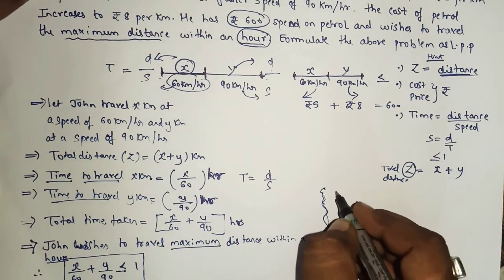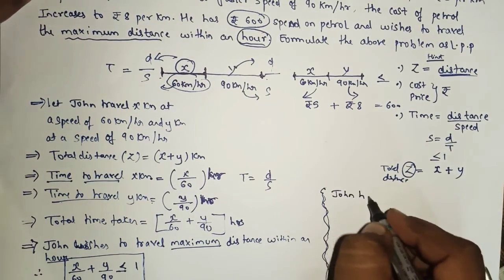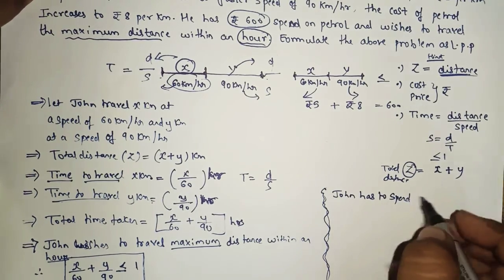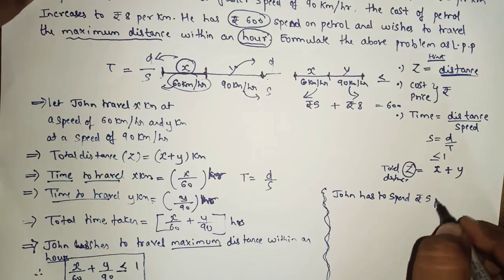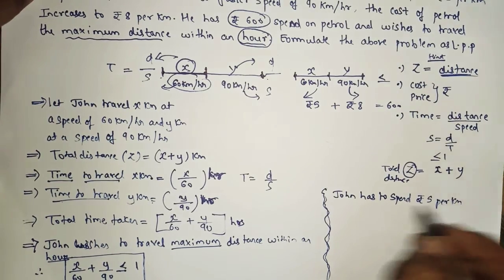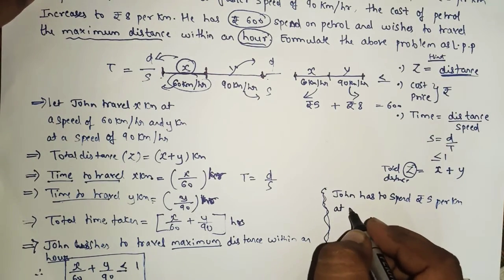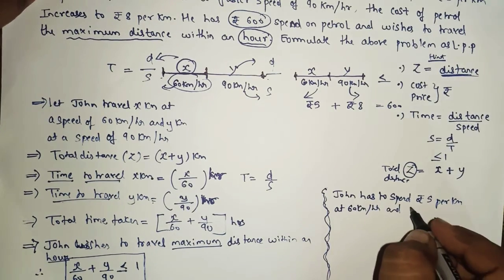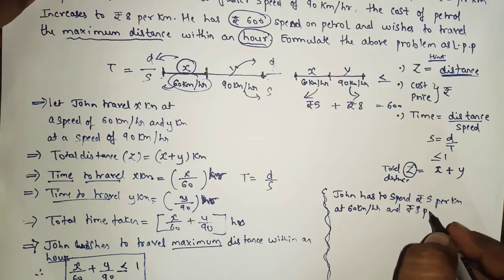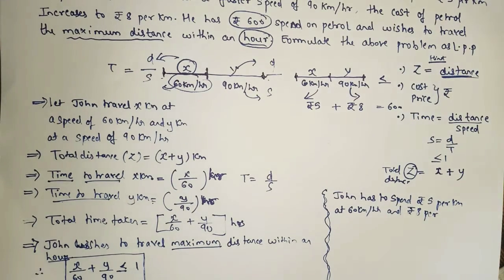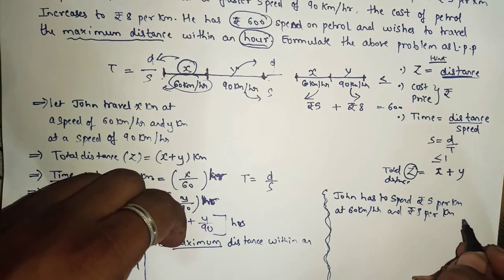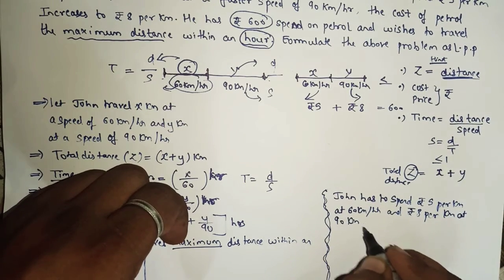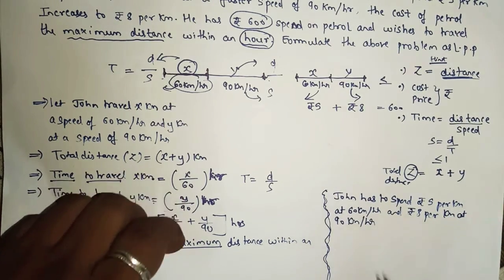After that, you will write that John has to spend rupees 5 per kilometer at 60 kilometer per hour and rupees 8 per kilometer at 90 kilometer per hour.